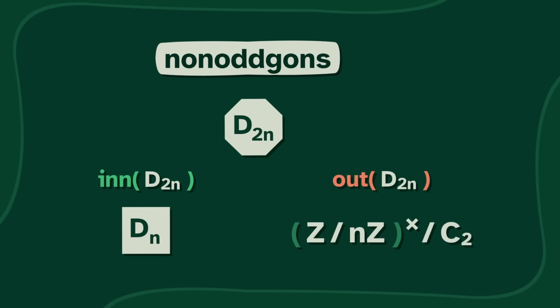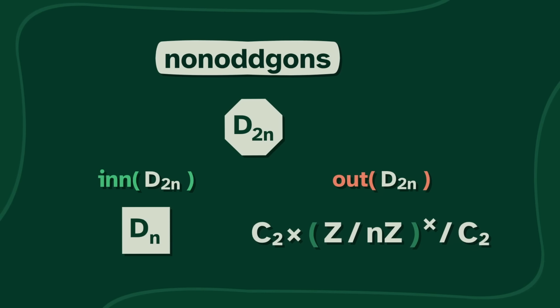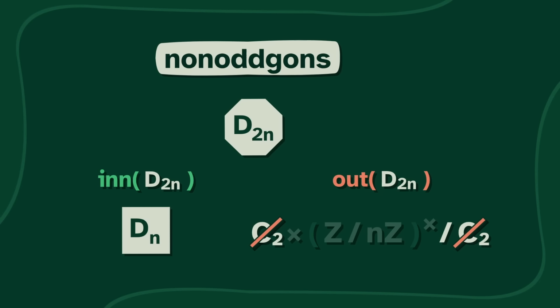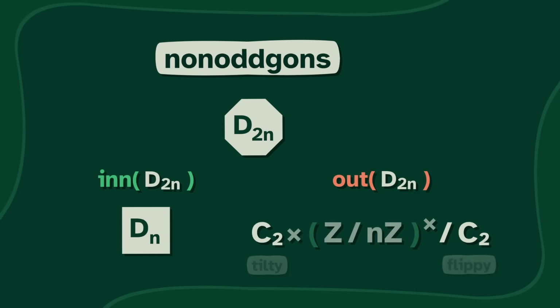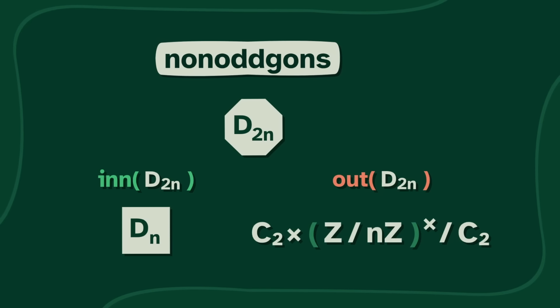So we take the oddgon outie group and multiply by C2 to include all the tilts. And now you may want to cancel the C2 divided by C2, but this is the tilty C2 and this is the flippy C2, so they won't always cancel. We need to keep this full form as the outies of a non-oddgon.